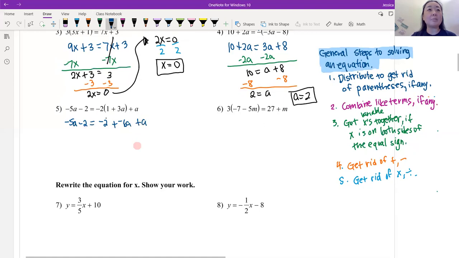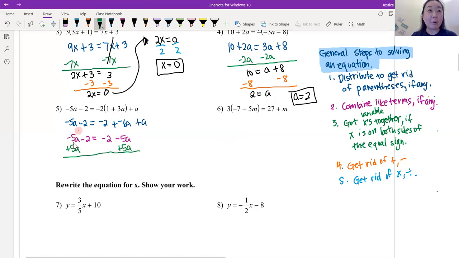And now combine like terms, if any, and we happen to have some like terms that we need to combine. So we're going to be like negative 5a minus 2 is equal to these two guys. So it's going to be negative 2. Negative 6a plus a is going to be minus 5a. See, I did it here. If you want to put a plus negative, you totally can. Now we're going to get our variables together. So here I'm going to just add 5a on both sides.